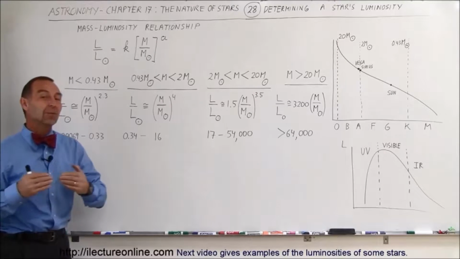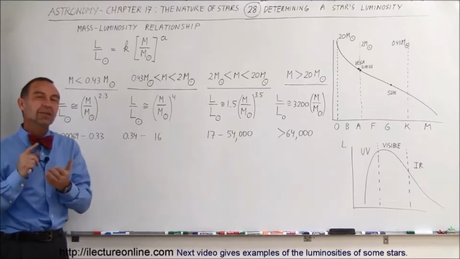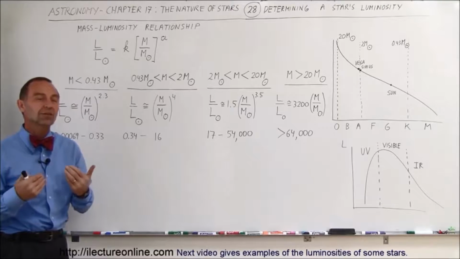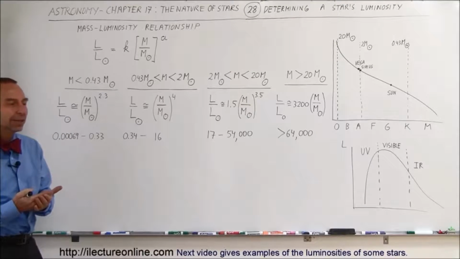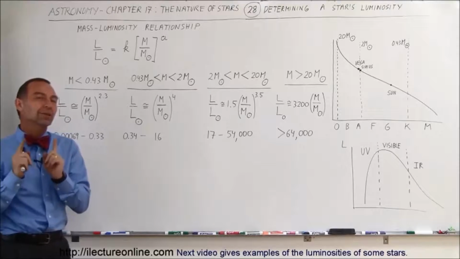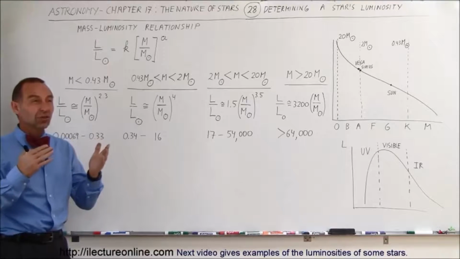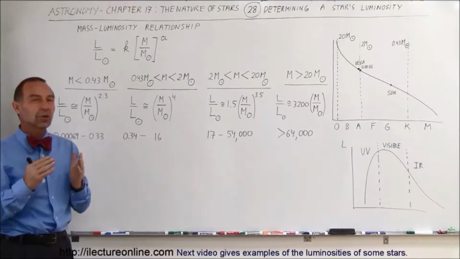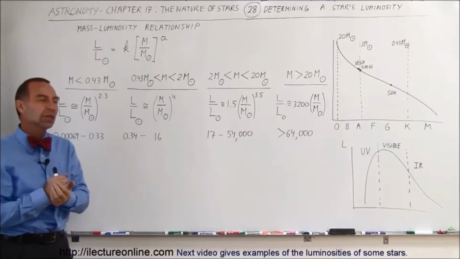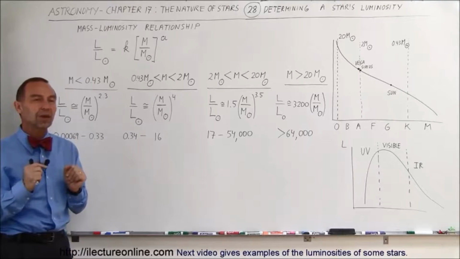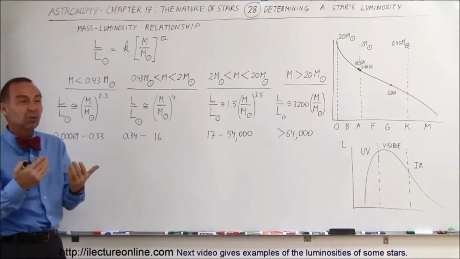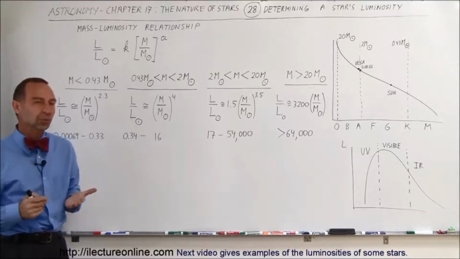Welcome to Lecture Online, and now we're going to see how difficult it can be to determine the luminosity of a star. Now, what does that mean? What does luminosity mean? Well, it's kind of like brightness, but not quite. When we look at a star and we say, wow, look how bright it looks, we're not just talking about luminosity, we're talking about how much light it puts out, how much visible light it puts out. And luminosity is really a measurement of how much total energy the star puts out.